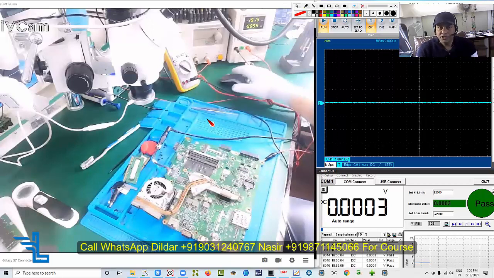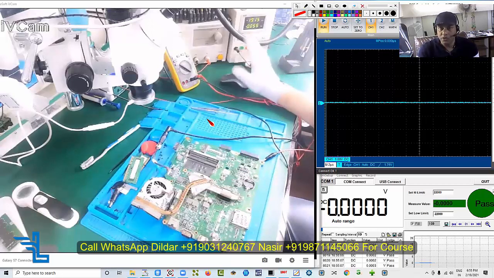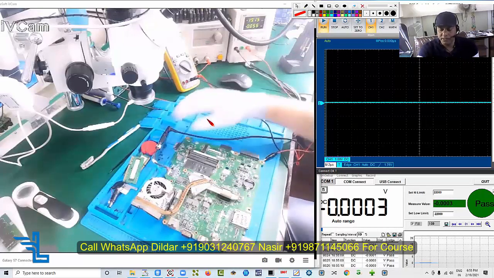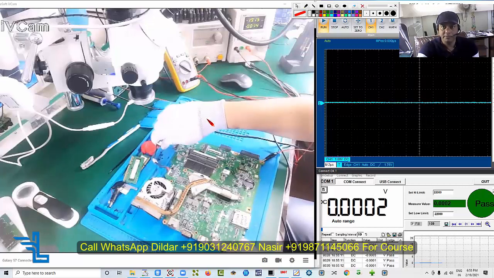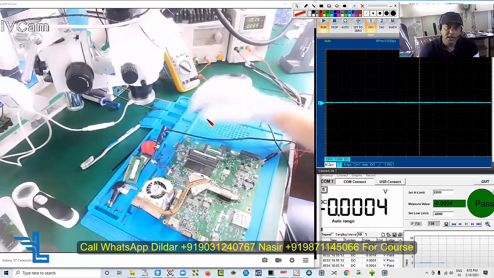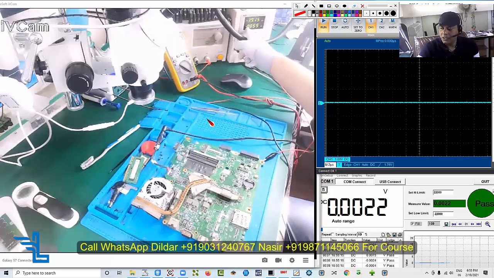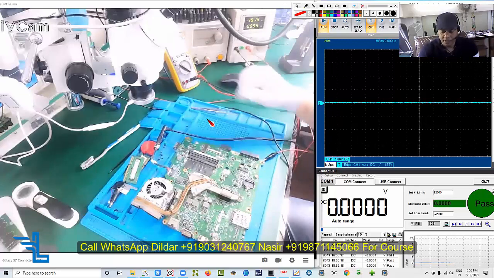Now I would like to show you what the load is. This is the load where the board is stuck. When I plug in, you see that the load is stuck at 0.055.